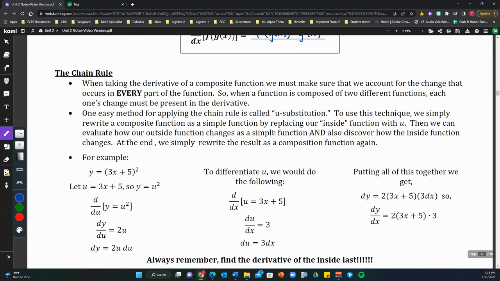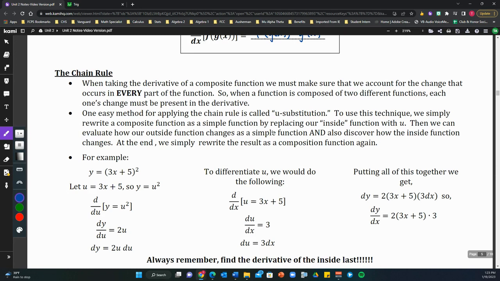But the really important part that you guys need to understand is how the chain rule works because it's a composition function. So when taking the derivative of a composition function, you have to make sure that we account for the change that occurs in every part of the function. So when a function is composed of two different functions, each one's change has to be present somewhere in that derivative. So the easiest method that we have for doing this is called U substitution.